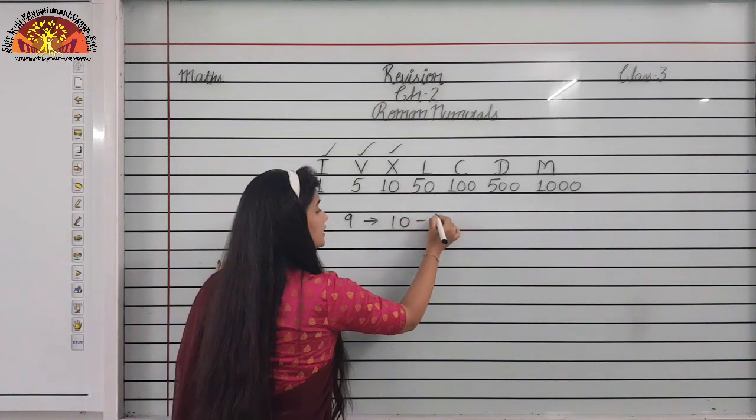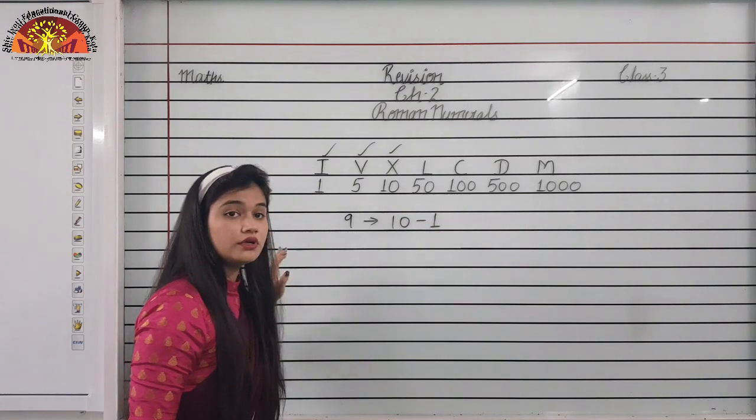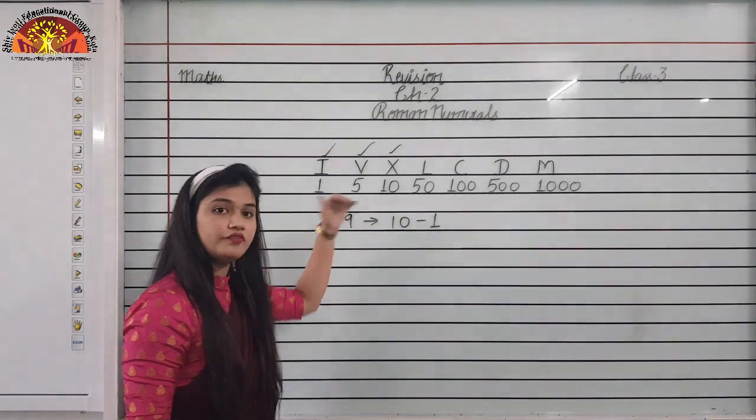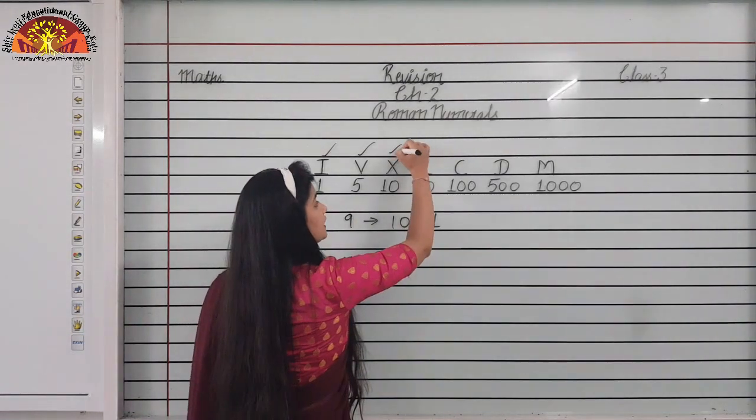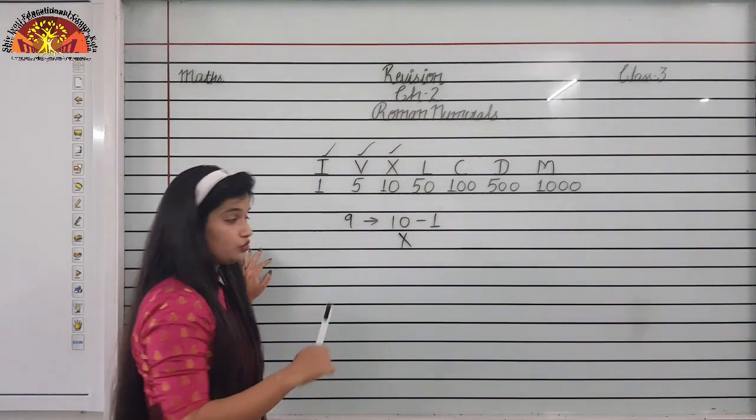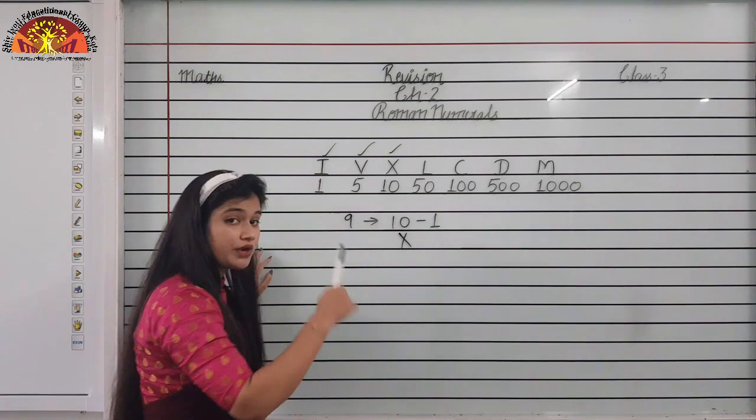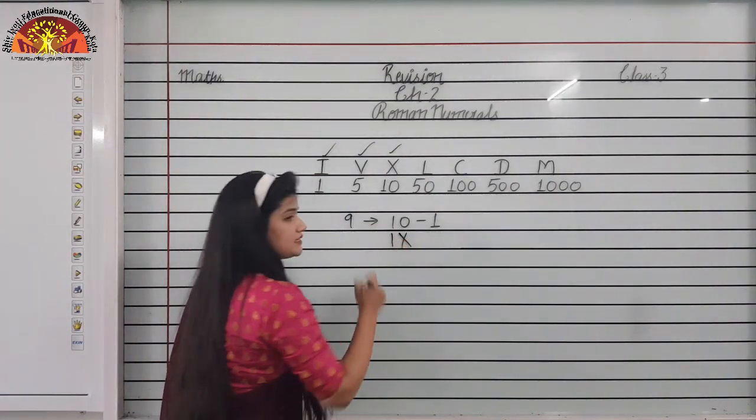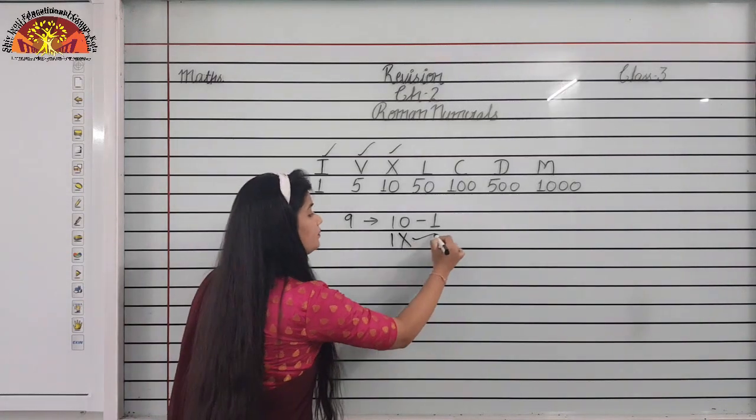10 minus 1. Now we have to do 10 minus 1 because 10 minus 1 will be 9. Now the value of 10, just look here, the value of 10 is X. Again, as I have told you, you are subtracting 1, आप कुछ subtract कर रहे हो, and whenever you are subtracting something, the symbol will come this side, left hand side, and this will be 9.